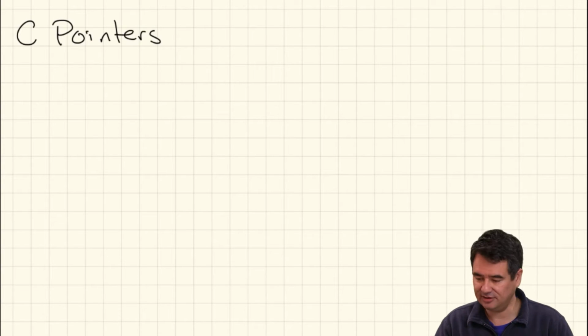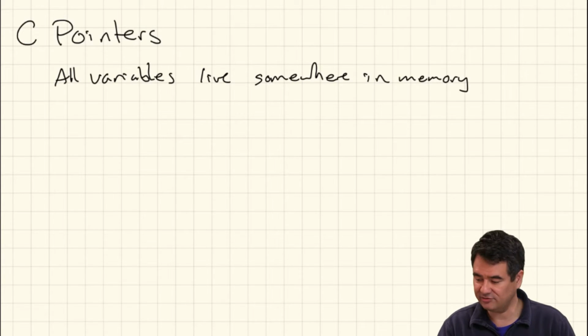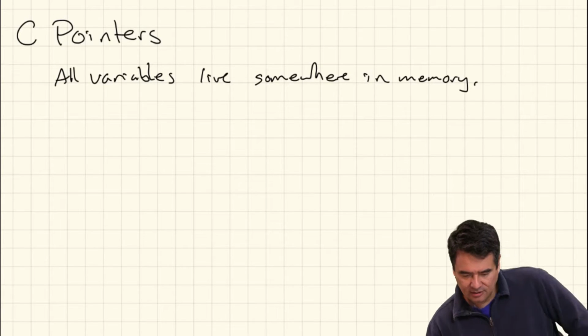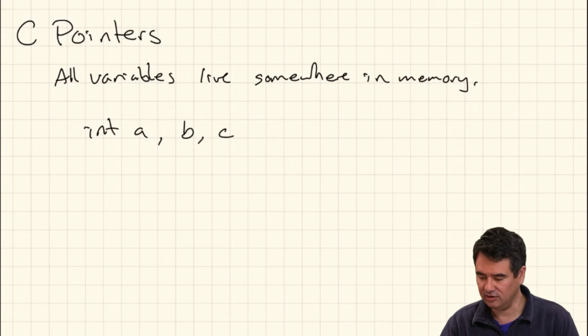So the first thing we're going to start with is maybe some diagrams to show you conceptually what's going on. And the first thing to know is that all variables, conceptually I should say, live somewhere in memory. Where exactly they live is up to the operating system and up to your compiler, but they do live somewhere in memory. So for example, if you have a variable like A and B and C, they all live somewhere in memory.